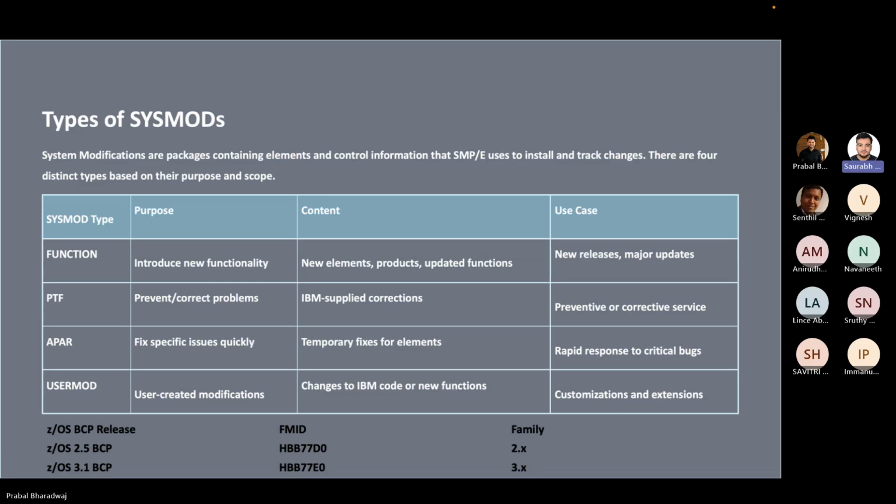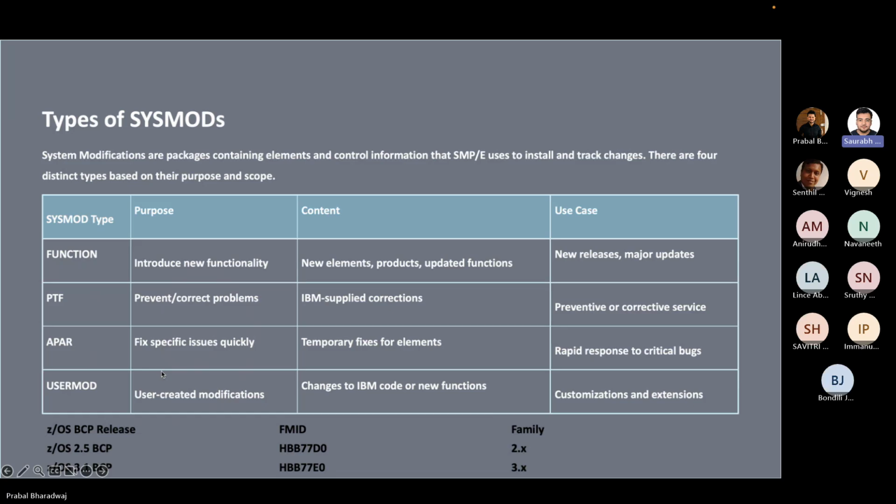Okay. Right. We were discussing types of sysmods, and SMP knows about these types of sysmods. We have four types of sysmods, as we are probably showing in the slide. One is the function sysmod. A function sysmod is used to introduce new functionality. Whenever IBM releases a new product version or major enhancement, it comes as a function sysmod.